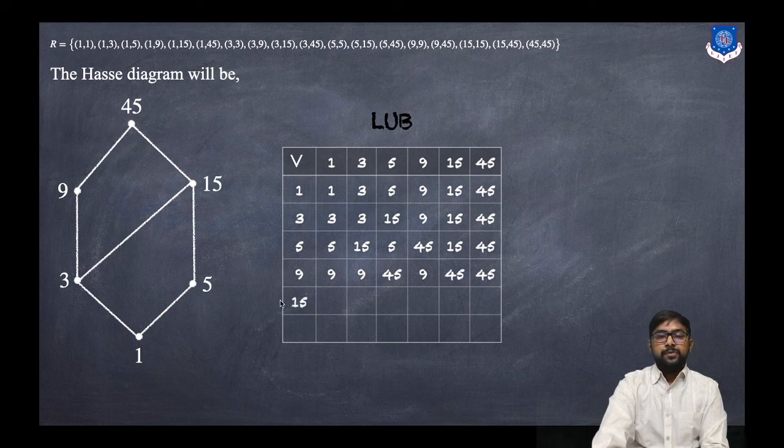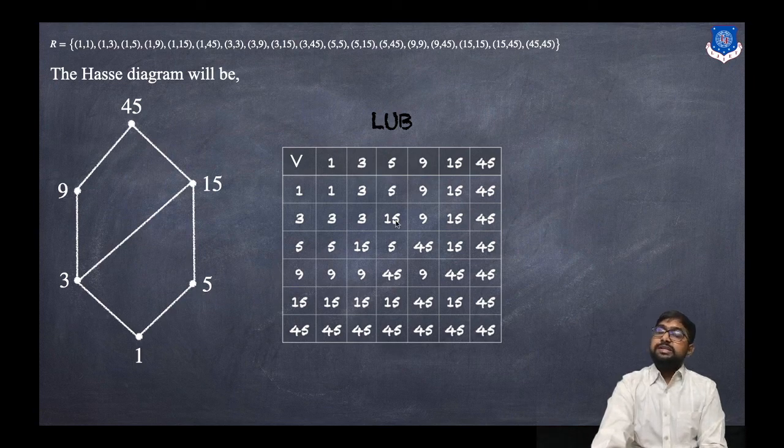Again 45. Then next 15 and 1, in 1, 15 it was 15, so 15. Then 15 and 3, in 3, 15 it was 15, so 15. Now 15 and 5, in 5, 15 it was 15, so 15. And in 15 and 9, in 9 and 15 it was 45, so here 45. Then 15, 15, as it is the same point, so 15. Now 15 and 45, so 45. And last 45. Now see, 45 is the upper bound, so all the entries will be 45, so it is very obvious. So you can see that there is a least upper bound for each and every pair.